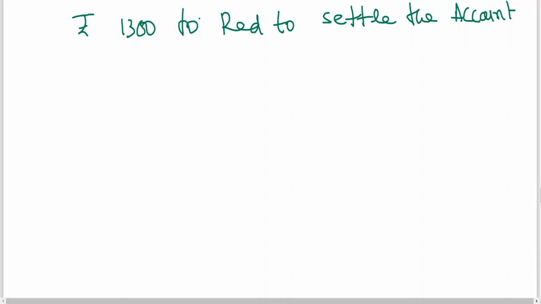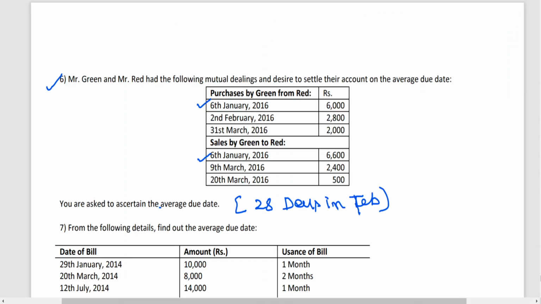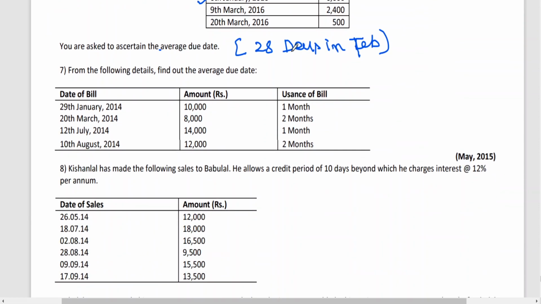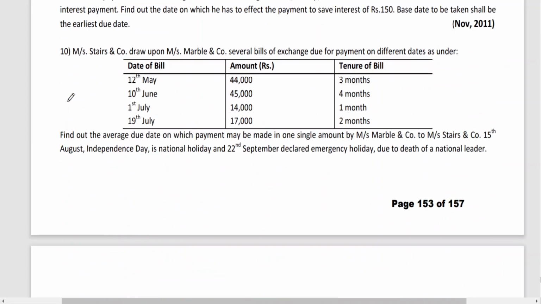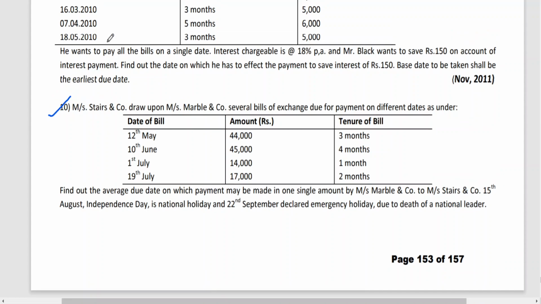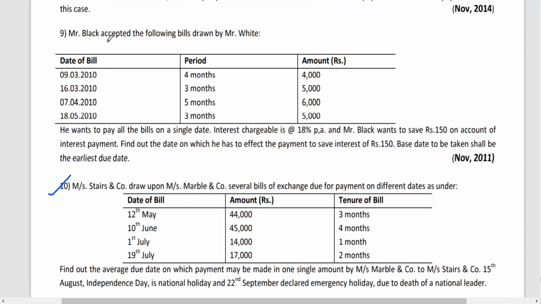Okay, now we see the two problems we have been left out with. 7th also is completed. 10th also has been completed. We are left out with 8th and 9th. So let me take today 8th problem first.